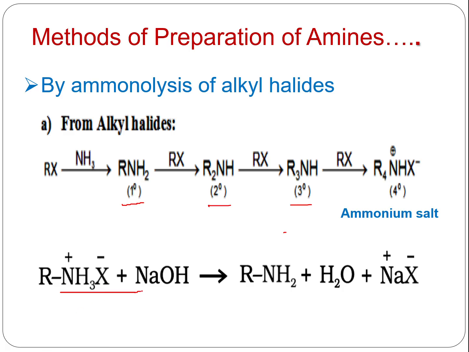So if we want only a primary amine, then we can do it by taking sodium hydroxide. If sodium hydroxide is treated with the ammonium salt, then only primary amine is formed. When the alkyl halide is treated with ammonia, and then this quaternary ammonium salt is reacted with sodium hydroxide, it will give primary amine.